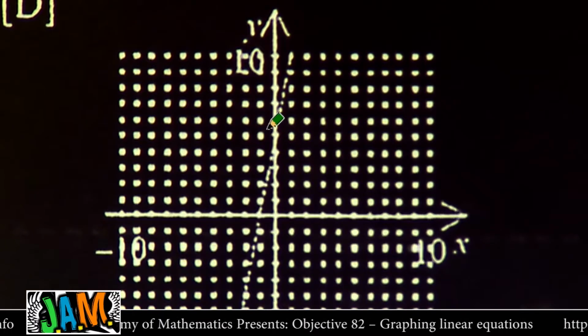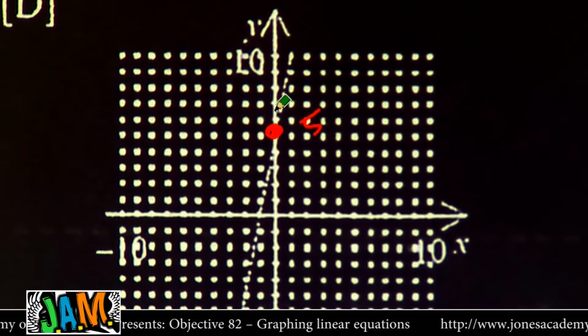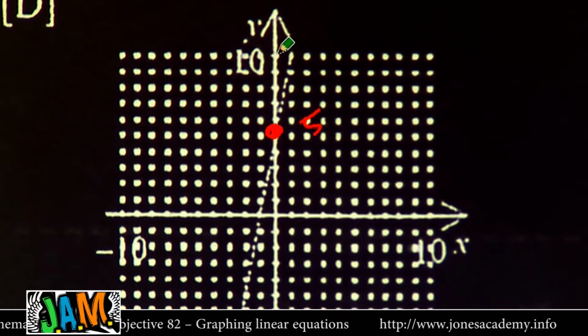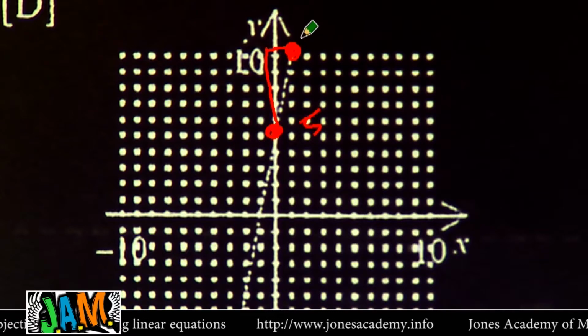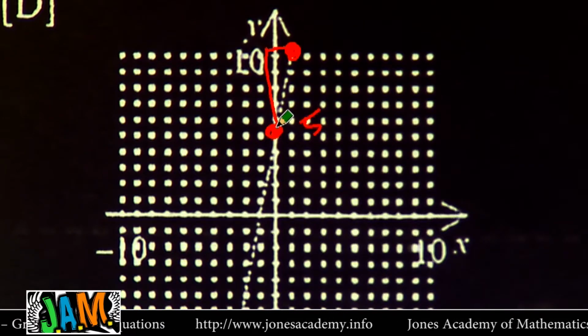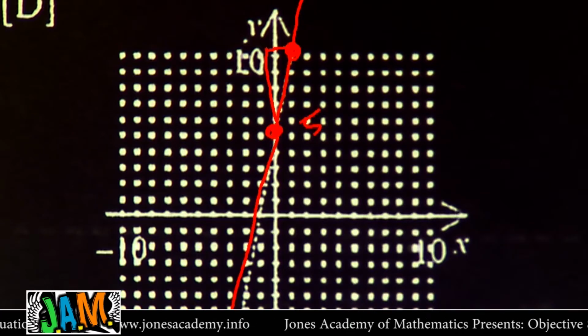Answer D. All right, here you go. It crosses at 5, right? That's 5. That's good. And then it would go up 5 and over 1. That's how you're getting from here to here. And that's a positive slope of 5, up 5 and over 1. Yeah, and it looks like it's going uphill. So it is this one right here.